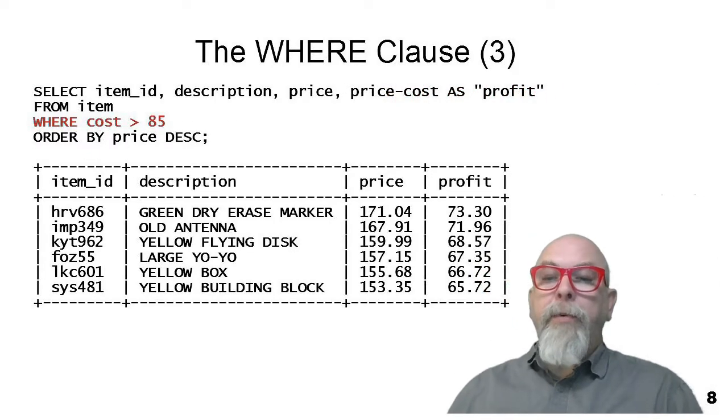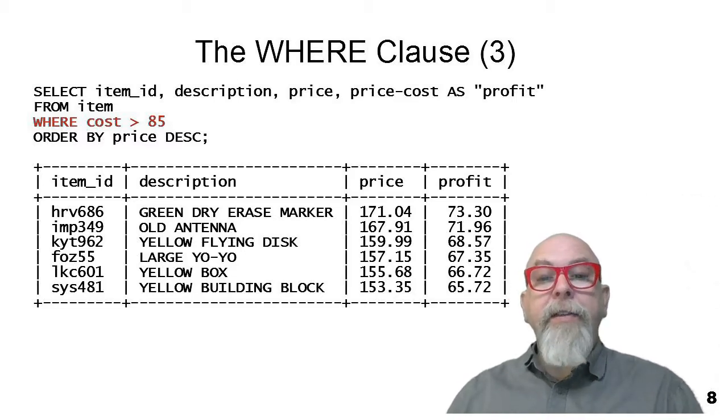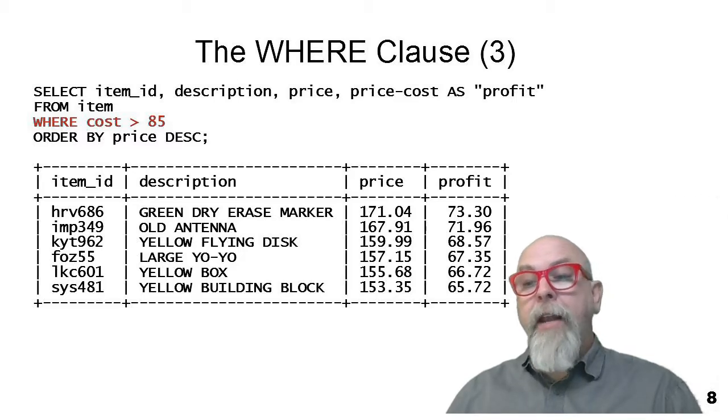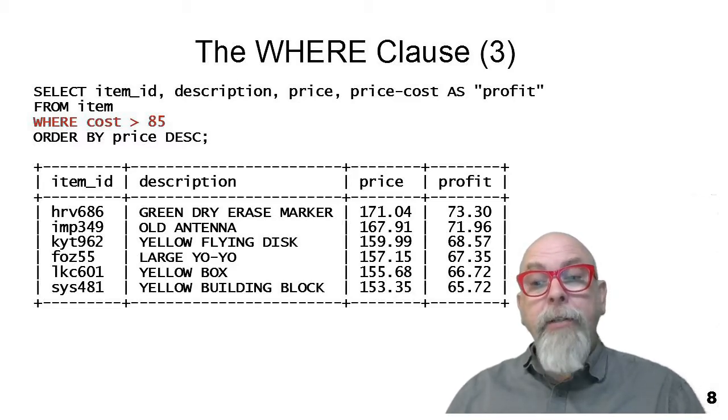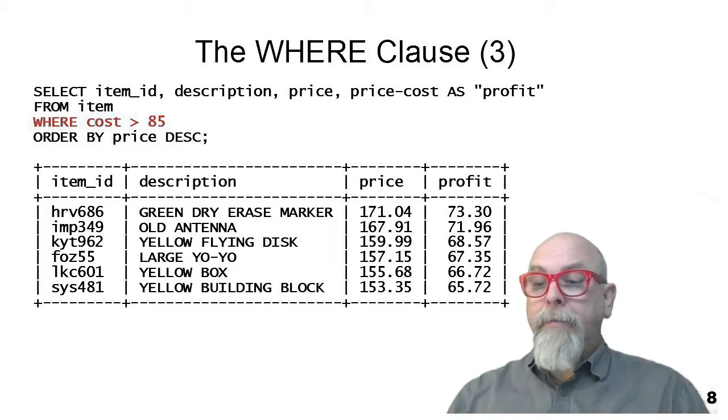In this third example, we can see that I calculate a column called profit, which would be the price of an item minus its current cost. And you can see that the where clause is where the cost is greater than $85. So show me all the items that cost more than $85. So if an item cost exactly $85, it would not be on this list. Notice that cost is never shown as one of the columns in the actual result, but it's still used in the where clause to decide what got selected and what didn't.